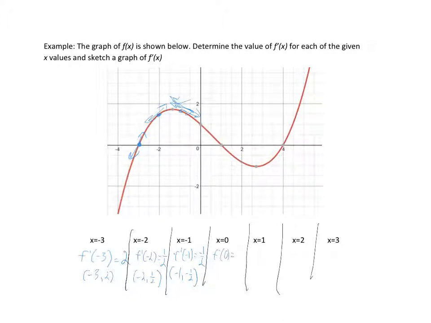F prime of 0. Here we're getting a slightly steeper tangent line and definitely negative. I'm going to guess that that's like -1. So 0, -1. F prime of 1. So if I look at 1, still in the negatives, right? I would guess about the same as the last one, maybe about -1.